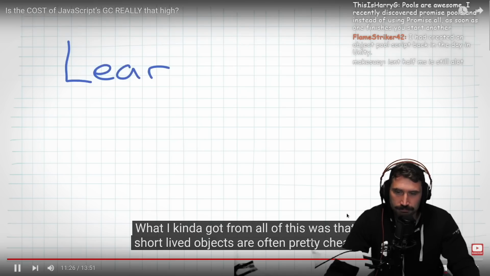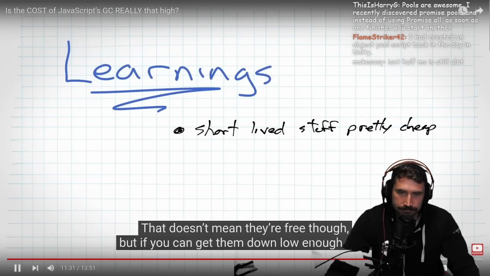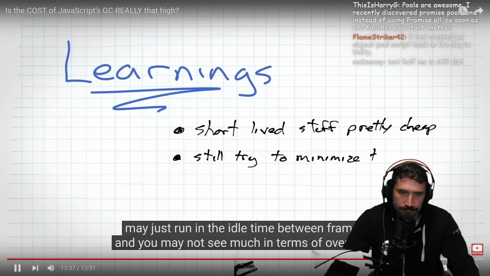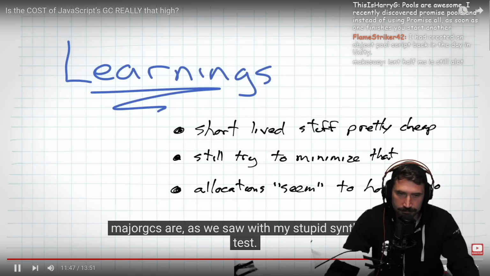What I kind of got from all of this was that short-lived objects are often pretty cheap from a GC perspective. That doesn't mean they're free though, but if you can get them down low enough, they may just run in the idle time between frames and you may not see much in terms of overhead for it. The more crap you keep in memory, the longer-lived cache stuff, the more expensive your major GCs are, as we saw with my stupid synthetic test.